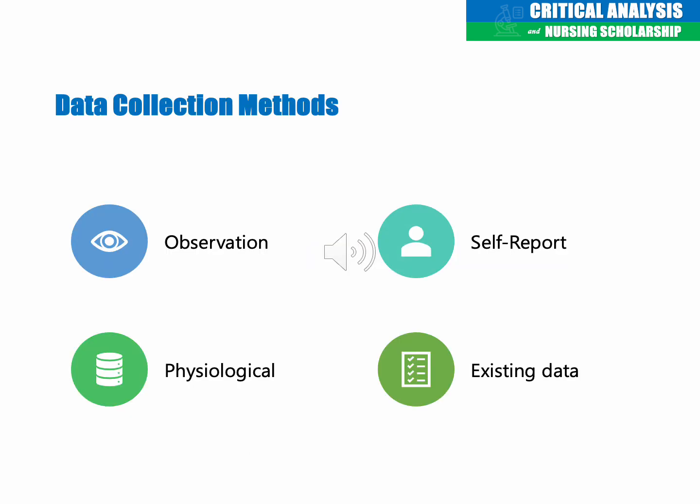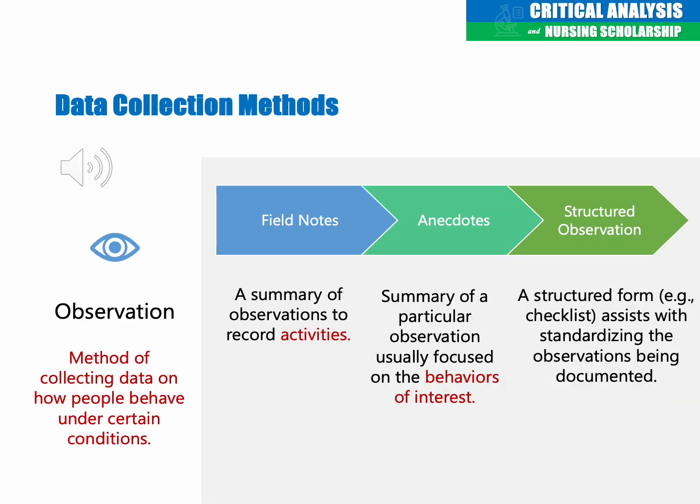In quantitative research, there are 4 types of data collection methods: through observation, self-report, could be physiological, or it could be existing data. And we're going to discuss one by one this type of data collection method. Now let's begin with observation.